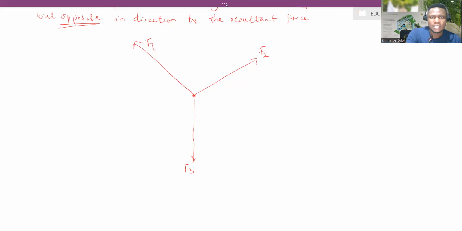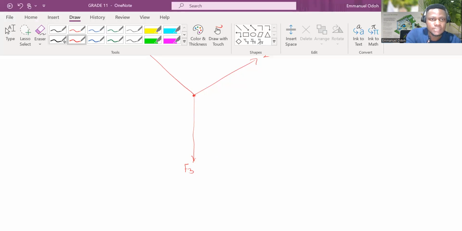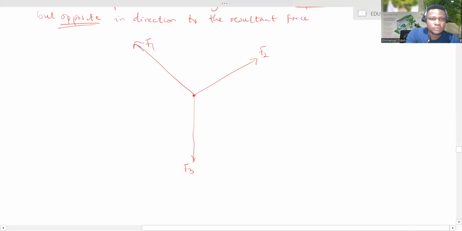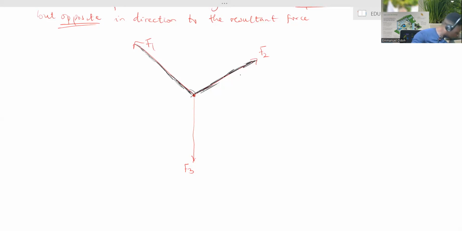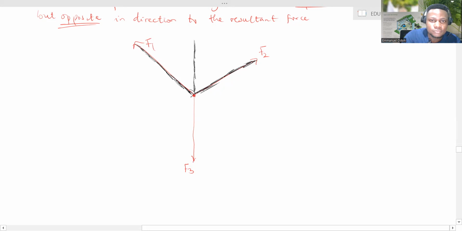What does that mean? Let's say the resultant of force F1 and force F2 is equal in magnitude to the third force F3 but opposite in direction. So this is the resultant of F1 and F2.